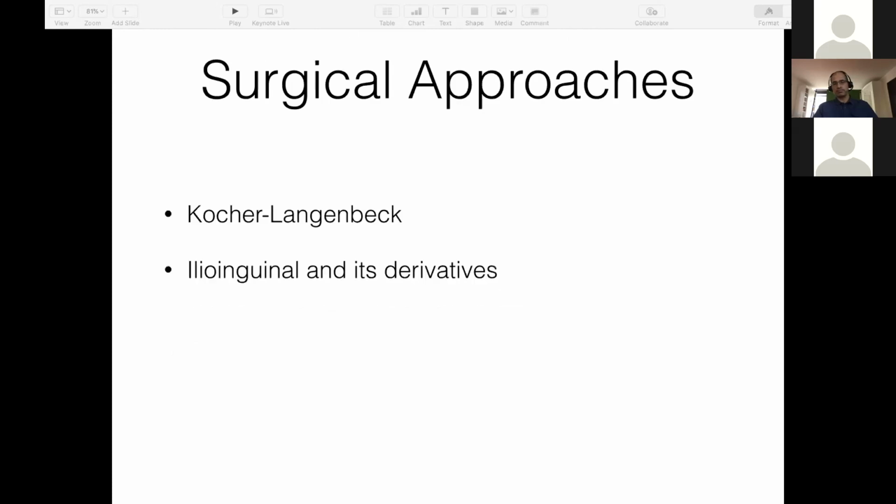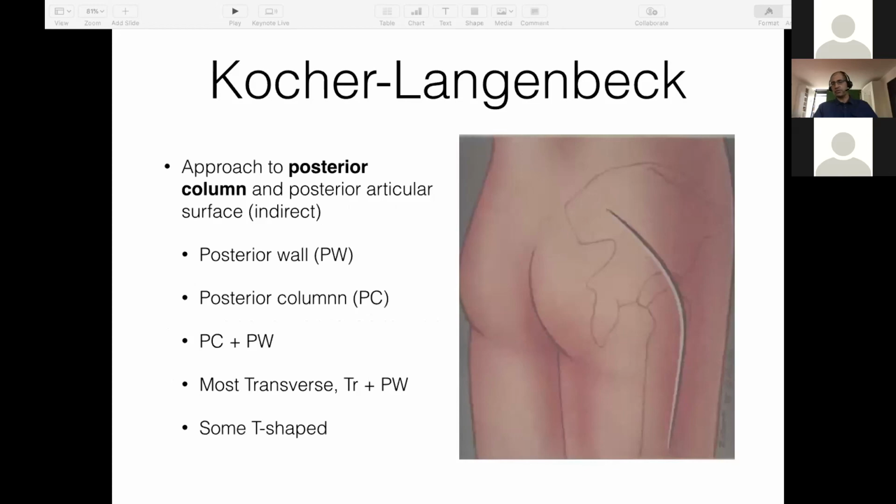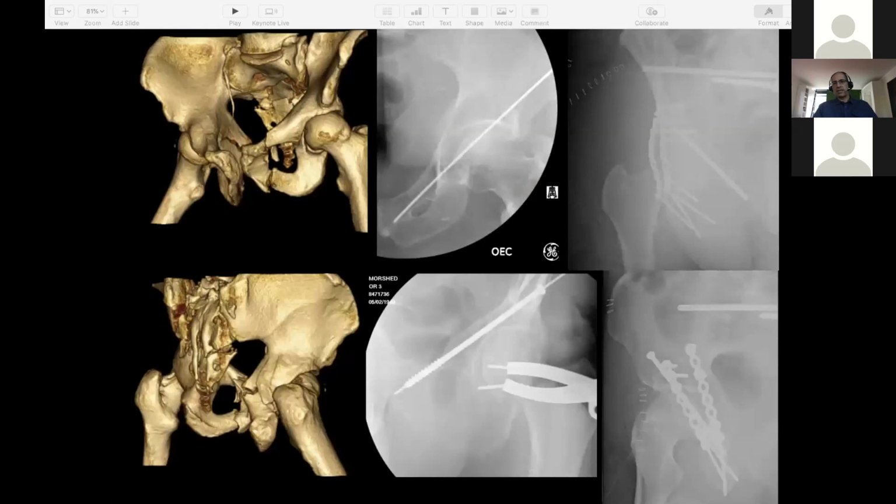The Kocher-Langenbeck and the ilioinguinal and its derivatives are most common. We're not going to talk a lot about extensile procedures or CRPP in this talk. Those are a little bit more advanced topics. Generally, we think about the Kocher-Langenbeck, or the posterior approach, as an excellent means of seeing the posterior wall and posterior column. Okay, so this is a transverse fracture that involves both the anterior and posterior columns, as well as a posterior wall fracture.